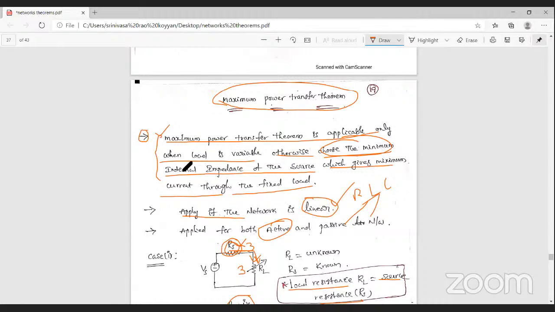Otherwise choose the minimum value of internal impedance. Choose the minimum value of the internal impedance of the source.